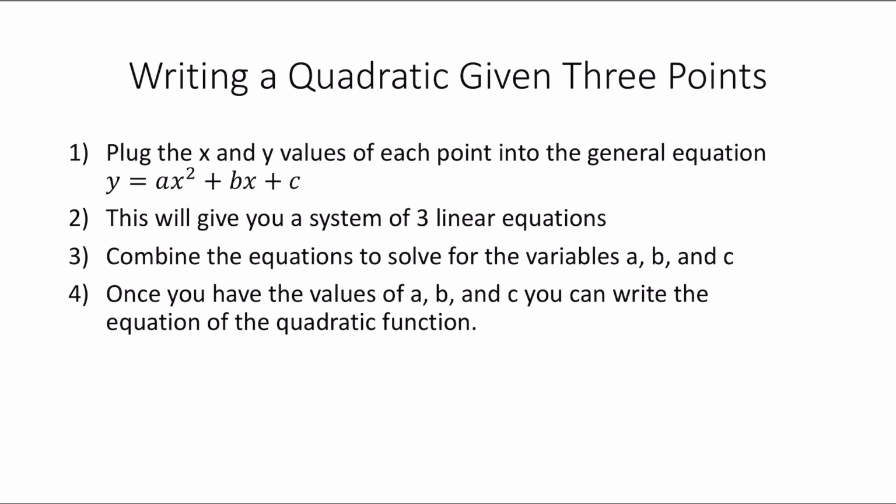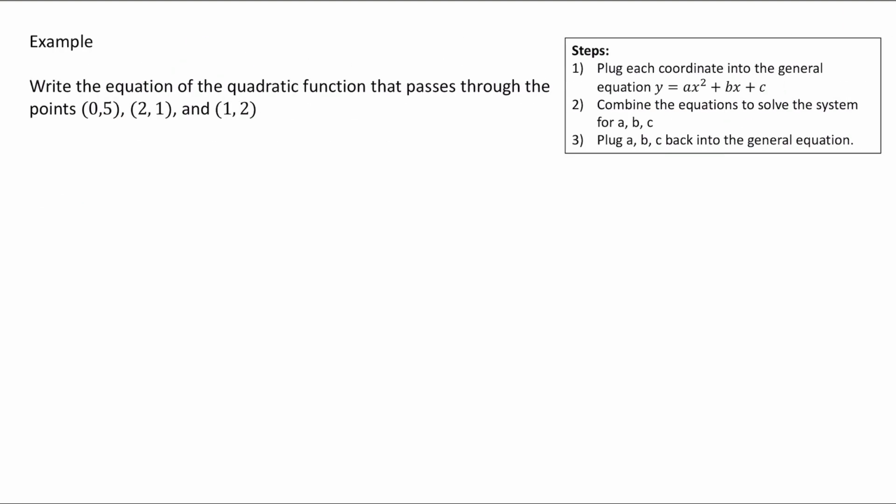To write a quadratic given 3 points, you're going to start off by plugging the x and y values of each point into the general equation y equals ax squared plus bx plus c. Since we have 3 points, this is going to give you 3 equations, which is going to form a system of 3 linear equations. Then we can use the steps we talked about last semester to combine the equations to solve for the variables a, b, and c. Once you have the values of a, b, and c, you can go ahead and write the equation of the quadratic function. So let's look at this example.